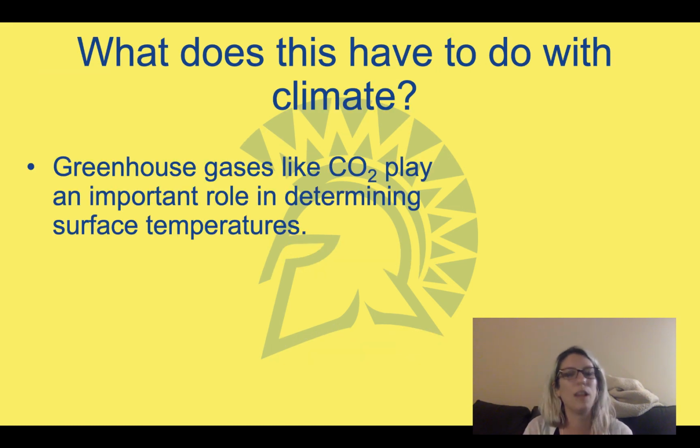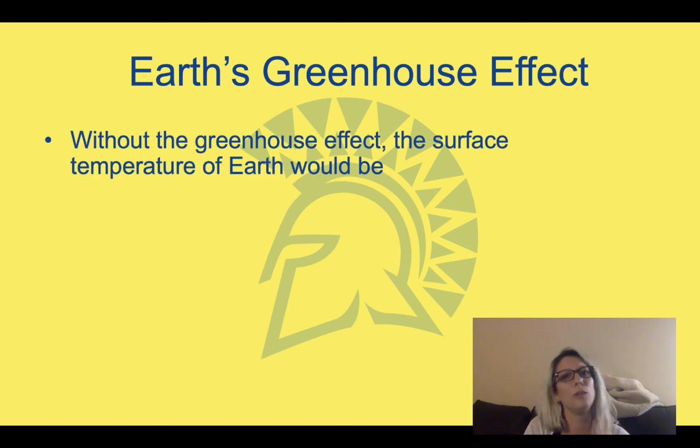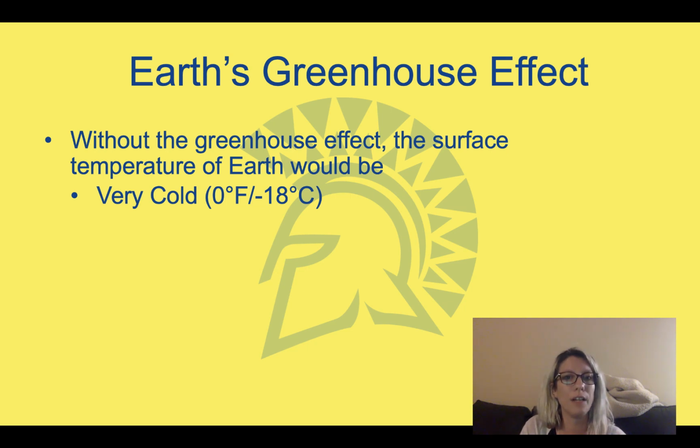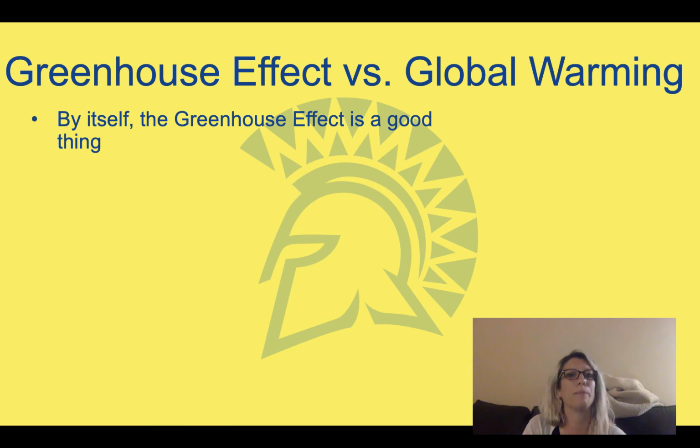And what does this have to do with climate? The greenhouse gases like CO2 play an important role in determining surface temperatures. The change in greenhouse gases can increase or decrease surface temperatures, and that happens actually all the time here on Earth. Without the greenhouse effect, the surface temperature of Earth would be very cold. It would be 0 degrees Fahrenheit. More greenhouse gases mean a warmer climate. Less greenhouse gases mean a cooler climate.